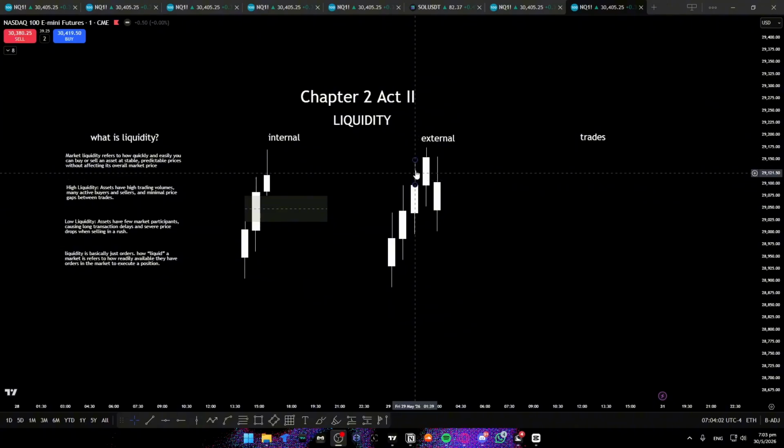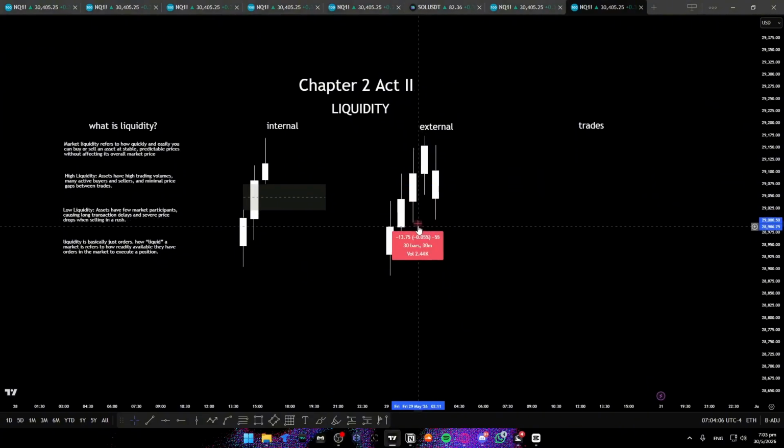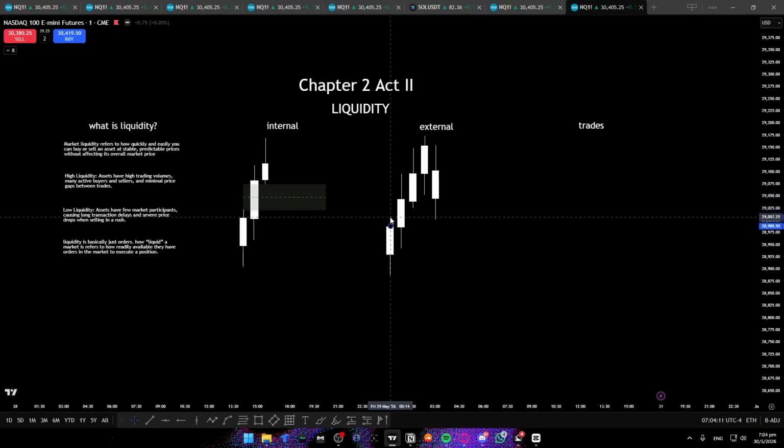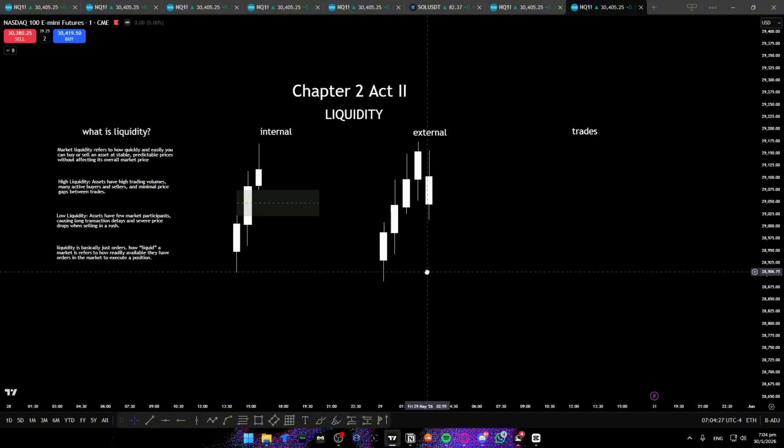Those are what you call external liquidities. Let's say there's a fair value gap here, okay? If this is internal, this is external, if that makes sense? Internal meaning like inside, it's a gap. External means it's outside, it's a high. We learned swing highs and swing lows before, meaning this is also a liquidity right here.